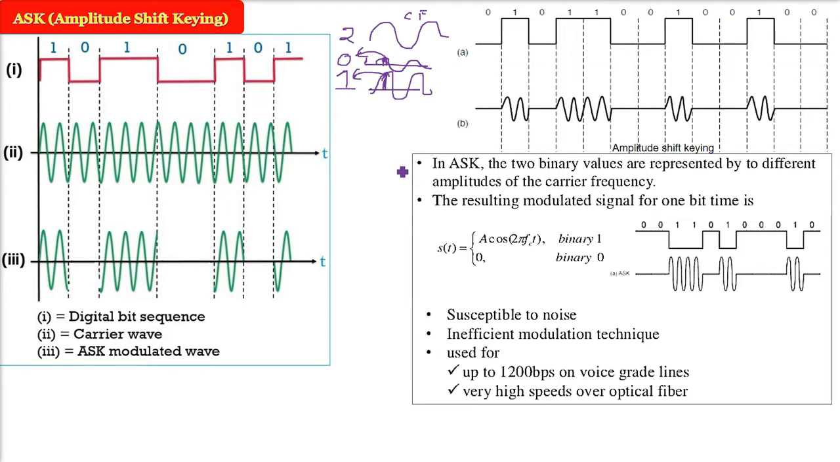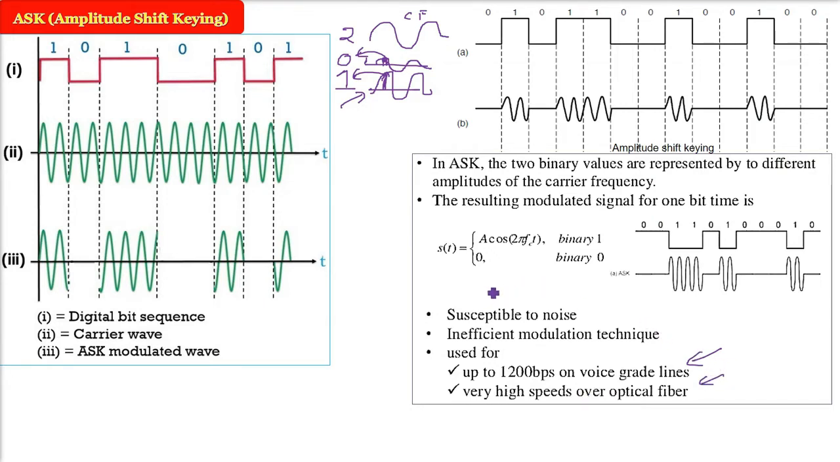The problem here is in ASK, it is quite susceptible to noise, and people regard it as not that efficient a modulation technique. And this is used for up to 1200 bits per second on the voice grade lines, that is the telephone lines, and very high speeds over optical fiber.